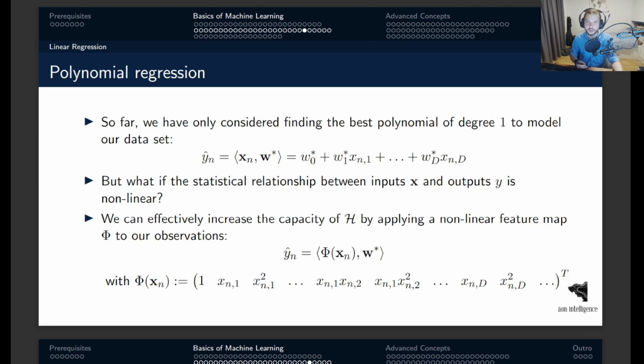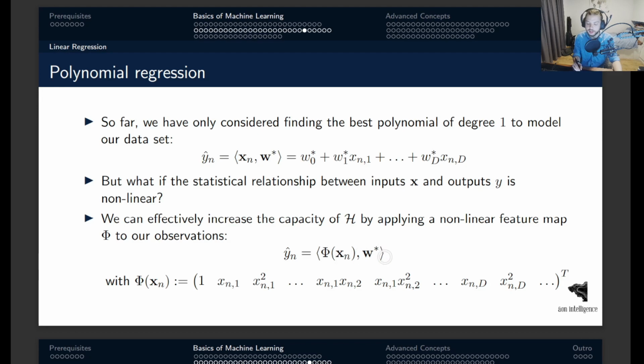But you will seldom find a dataset where you only have true linear relationships between your inputs and outputs. So the question now arises: what do we do if the statistical relationship between inputs X and outputs Y is nonlinear? We have to increase the capacity of our hypothesis space H, and we can still do this using some linear formulation.